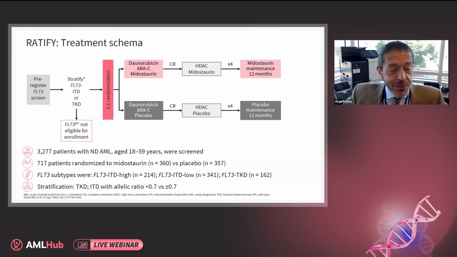Stone that took it to the final results. These were patients that were adults, ages 18 to 59, that had FLT3-ITD or TKD mutations and were randomized to receive standard chemotherapy, daunorubicin and cytarabine 3+7, alone or in combination with midostaurin. There was consolidation, including midostaurin or placebo, and then maintenance or continuation therapy.